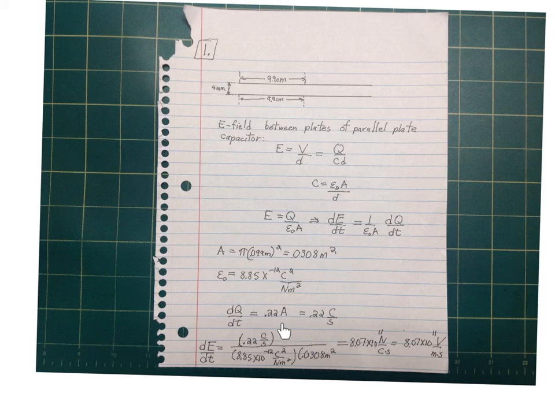In putting it all into that expression, I then separate out numbers and units, and it reduces to the simple expression of 8.007 times 10 to the 11th volts per meter second. And of course, that is the time rate of increase of electric field between the plates of this particular capacitor while it's charging at the rate given by that current.